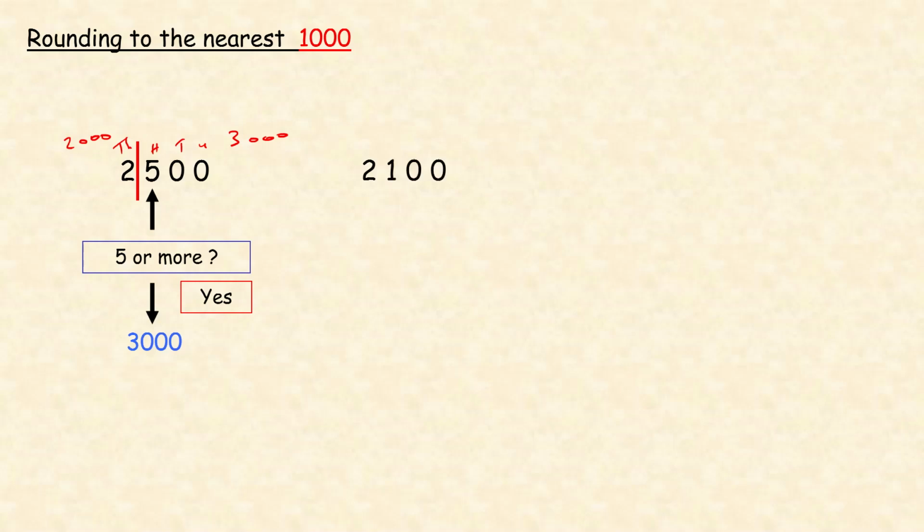2,100, similar sort of thing, between 2,000 and 3,000. We check our hundreds column, check that one, it's smaller than 5 though. Because it's smaller than 5, we round down to 2,000.